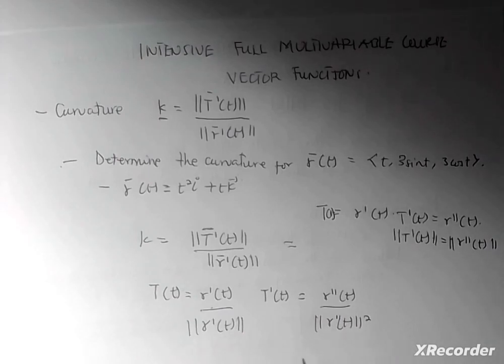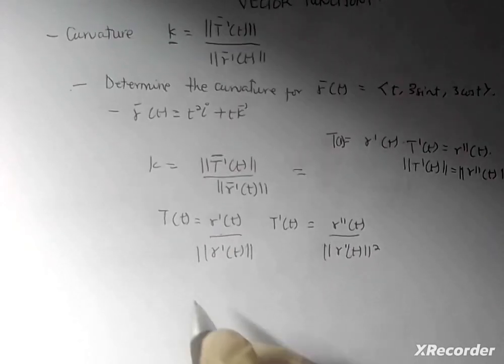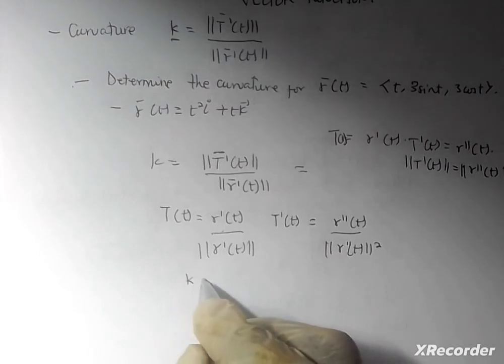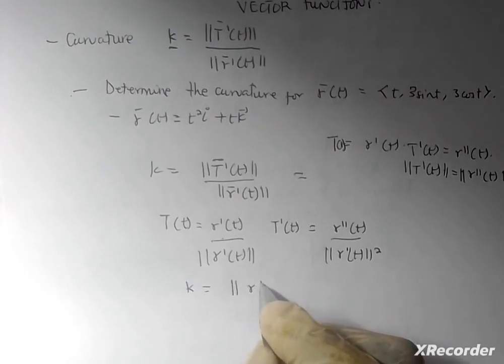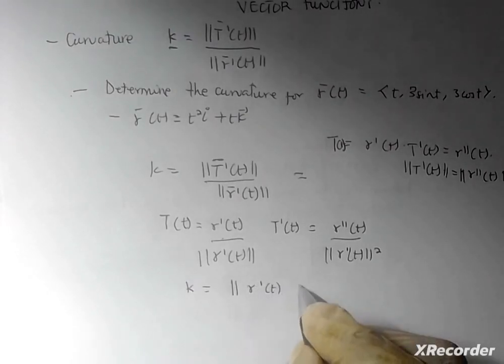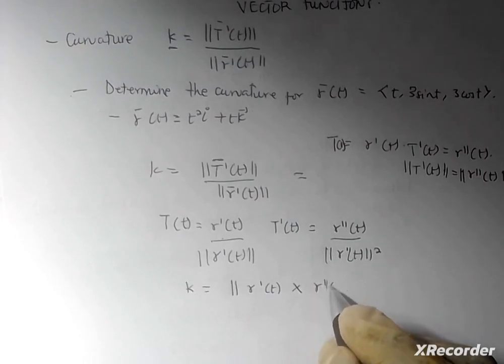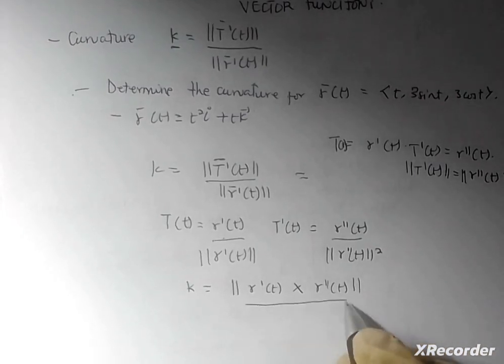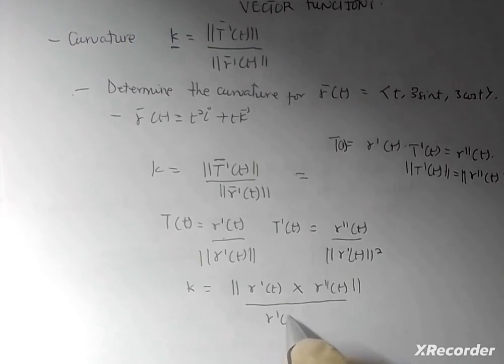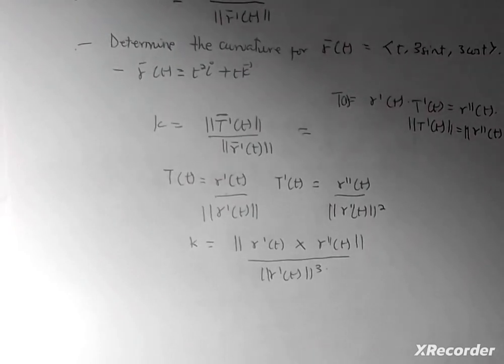Once I get this, I can make this substitution. So normally we have another notation, which is K is equal to the magnitude of r prime of t cross r prime prime of t, all over the magnitude of r prime of t all cubed. It's just from the substitutions you make. So once you get this, let's solve a question and see how we find curvature.